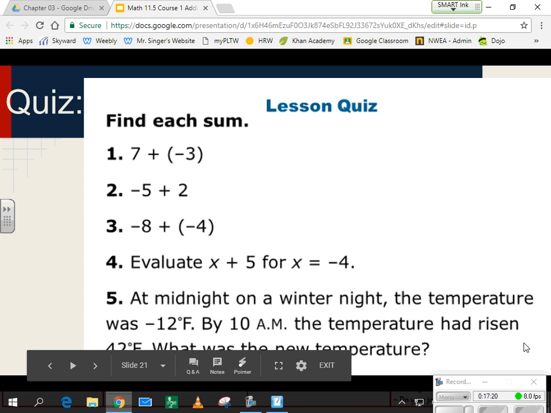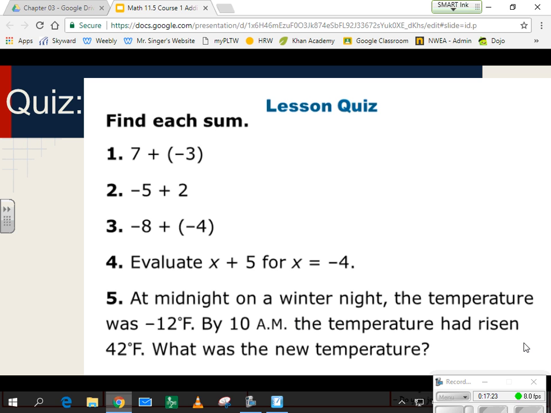Here's your 5 questions. Good luck. Take your time and show your work if you need to.